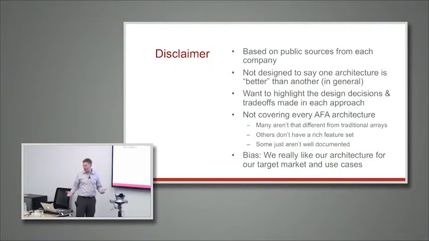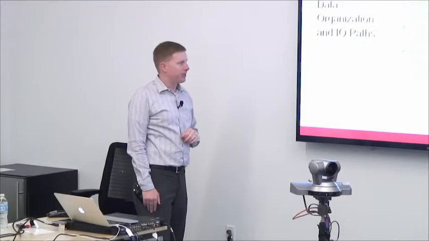We won't be covering every all-flash array architecture because, quite frankly, some of the ones that are out there are not all that different from traditional arrays. Other ones don't have a rich set of features, and so, frankly, their architecture just doesn't have that much to talk about. And some just aren't that well documented, right? There's just some out there that haven't really disclosed anything about the architecture, so I can't really talk about it.